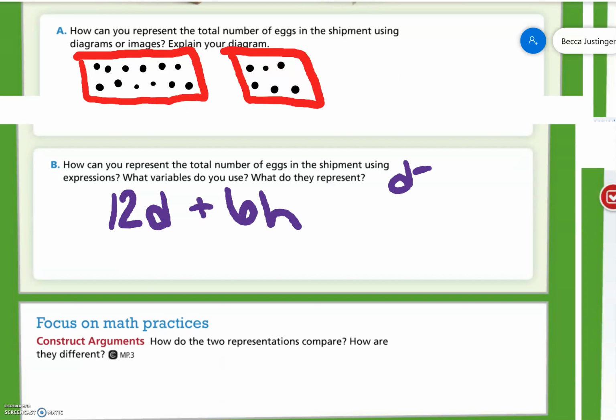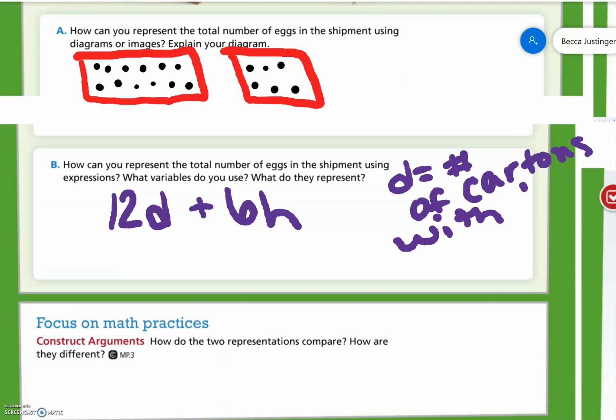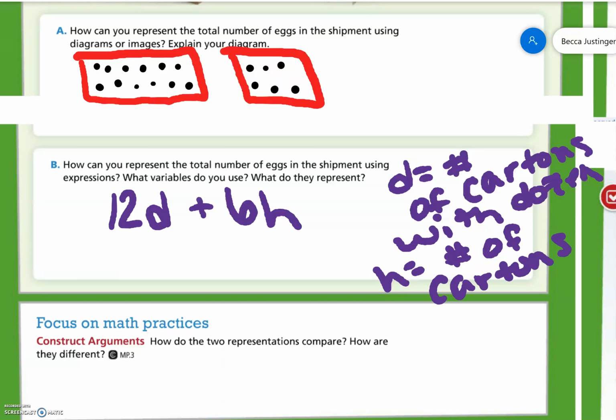So we're going to say D equals the number of cartons with a dozen eggs. And H equals the number of cartons with half.